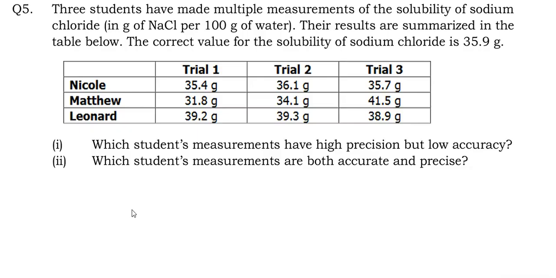The question reads, 3 students have made multiple measurements of solubility of sodium chloride in grams of sodium chloride per 100 grams of water. Their results are summarized in the table below. The correct value of the solubility of sodium chloride is 35.9 grams. Nicole, each student made 3 trials. As you can see, the first trial was this, the second, and the third.